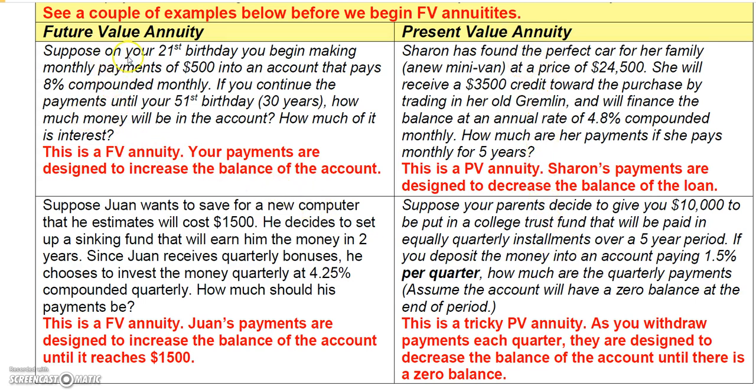I'll just summarize here. In this example, you're making monthly investments of $500 a month into an account. So the monthly payments are designed to increase your balance. But over here, Sharon's making car payments, and when you're making car payments, in other words, when you're trying to pay something off, your monthly payments are designed to decrease the balance. So this one would be an example of a present value.